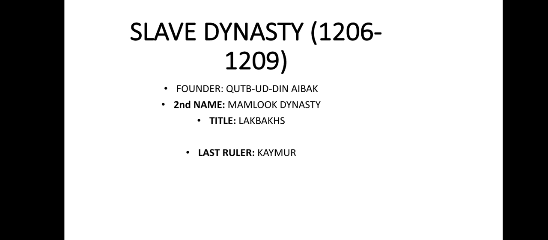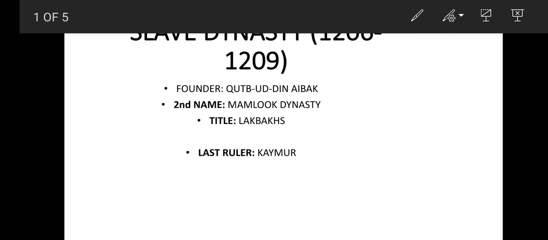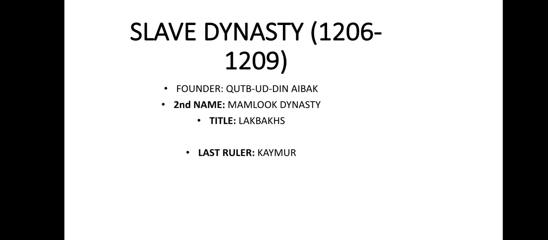Slave Dynasty was actually named after Qutbuddin Aibak, as he was a very famous slave of Shahabuddin Muhammad Ghori. So the dynasty was named after him. The second name of Slave Dynasty is Mamluk Dynasty. So don't get confused by the two names, because Mamluk Dynasty is also called Slave Dynasty.